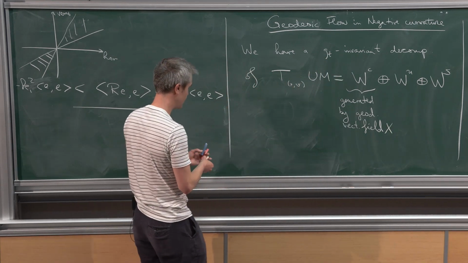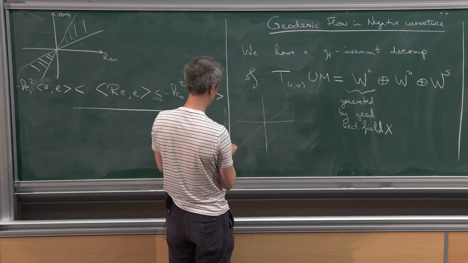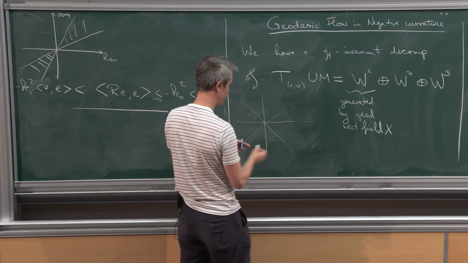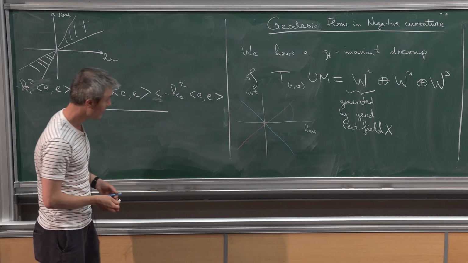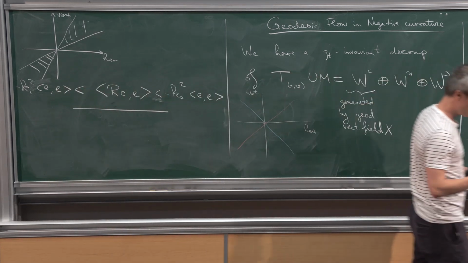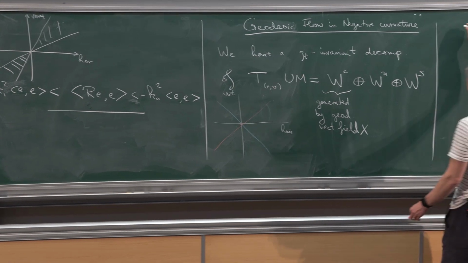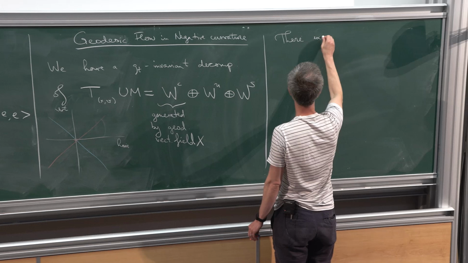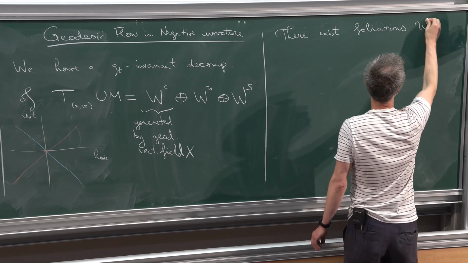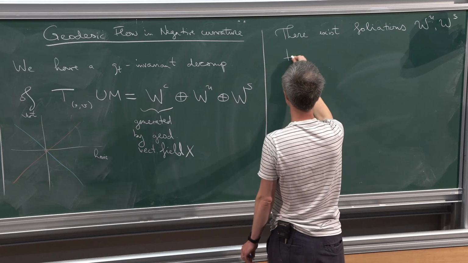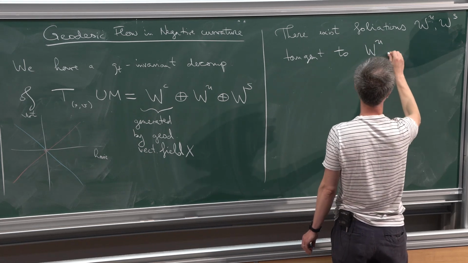And these stable and unstable, well, if we have the horizontal and the vertical, they will look something like this. So if you apply some version of the stable manifold theorem that I mentioned in the first lecture, you will conclude that there exists a foliation. There exist, in fact, two foliations, W^u and W^s, tangent to these plane fields.